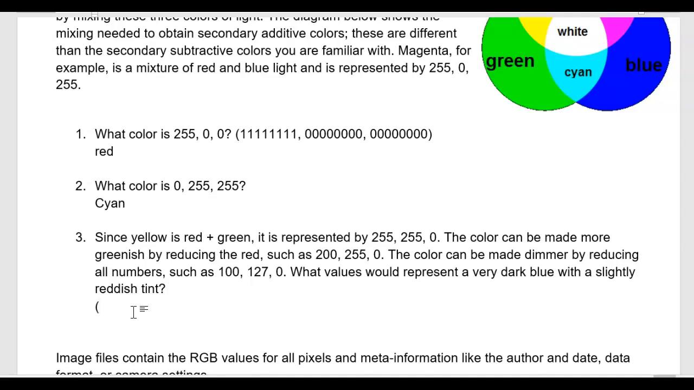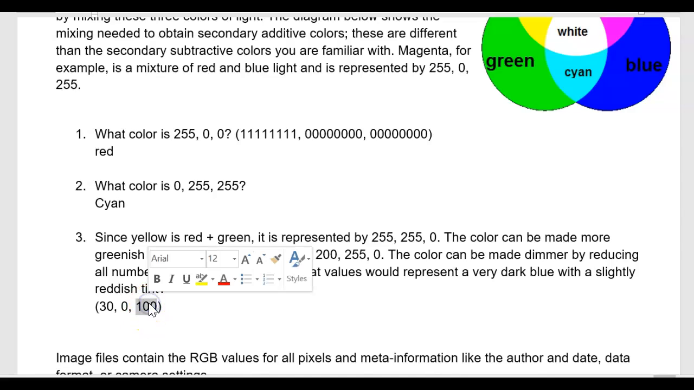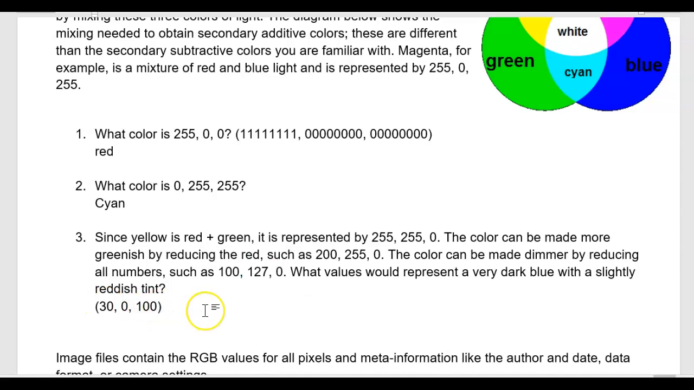My estimate was 30, 0, 100. This is more blue than anything else, but it's still dark. If you're trying to make a dark color, then it would have to be 100 or lower, and then a little tiny bit of red. Now your answer might be totally different, but as long as it's more blue than anything else, then you should be in good shape. And you can try to Google this answer and see how correct you were.